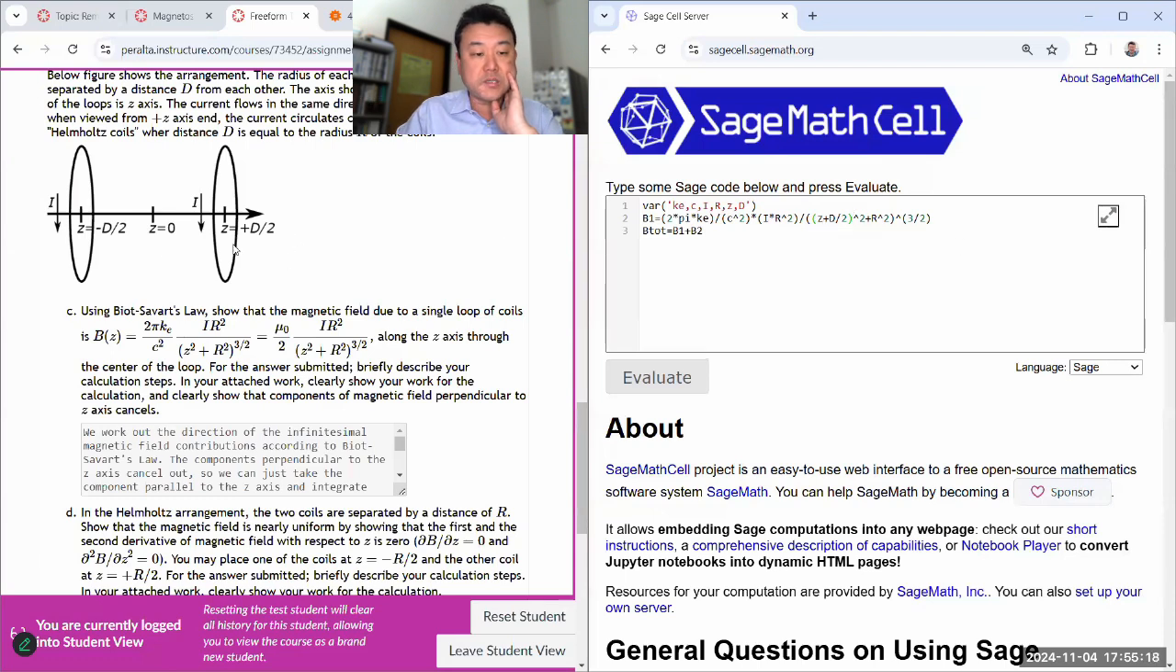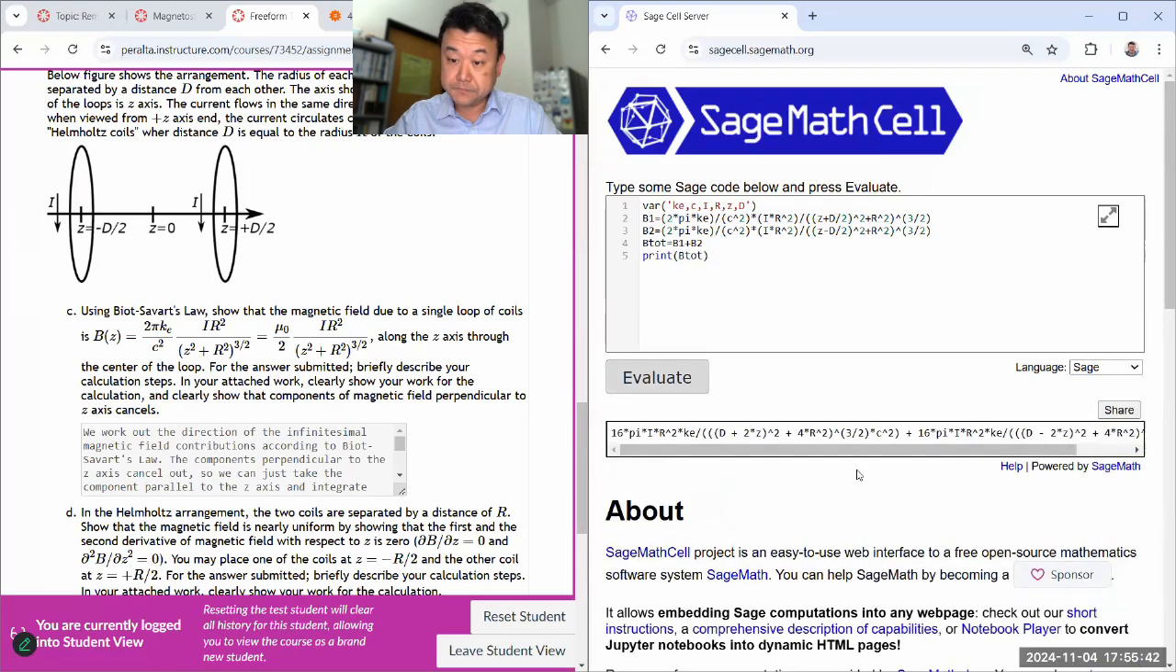Plug in G equals 0. Then for this location, it looks like it's for a location that's a plus D over 2 from the loop. That looks right. So that's B1, magnetic field due to the left loop. B2, magnetic field due to the right loop, will be this thing except with the minus sign here. So that's B total. Let's just print B total to make sure that I have it.